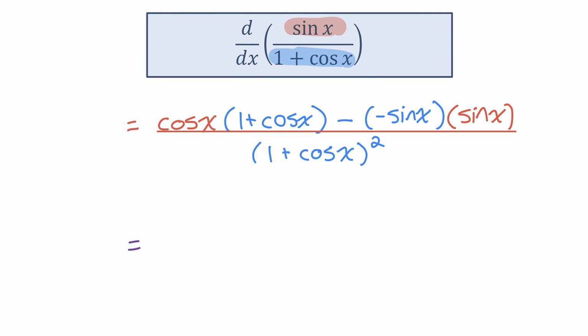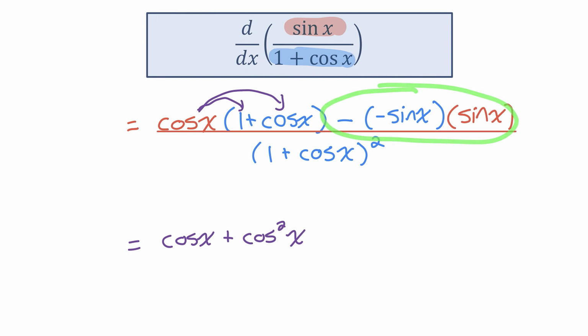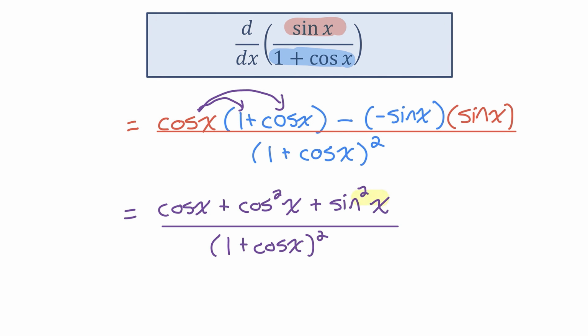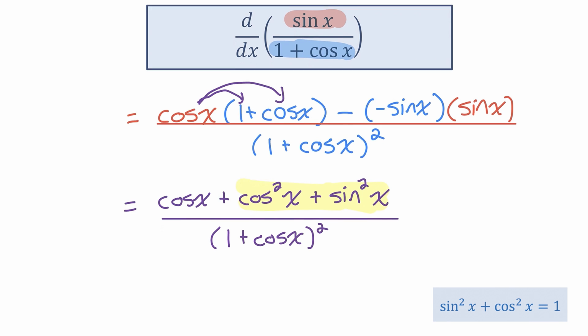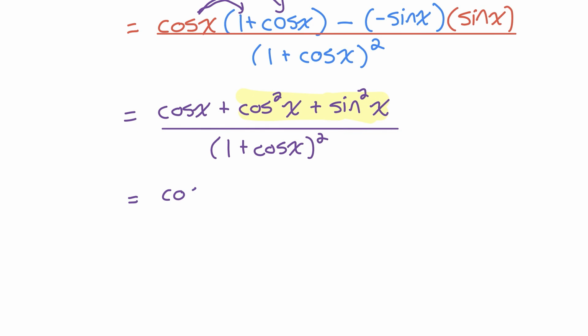Now I'll simplify the numerator by expanding and collecting my like terms. Cos x times 1 is cos x. Cos x times cos x is cos squared x. And then this all simplifies to plus sine squared x. And then hopefully you notice right here that I'm highlighting in yellow, that's the Pythagorean identity. Sine squared x plus cos squared x is 1. So I could rewrite this as cos x plus 1 over 1 plus cos x, all squared.